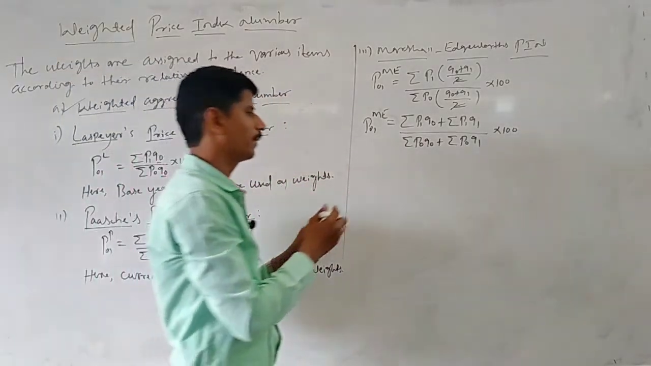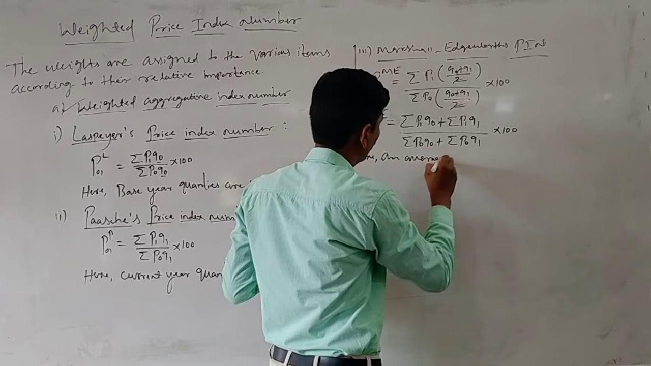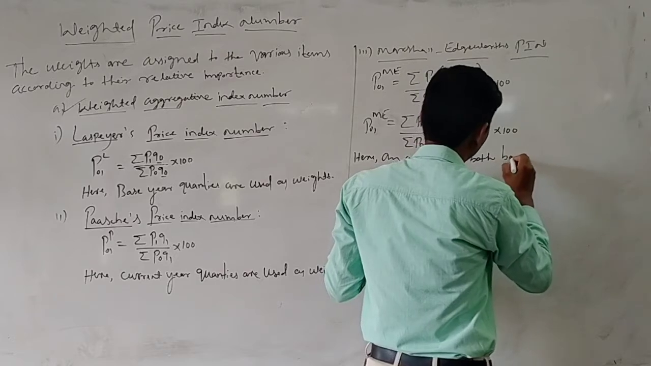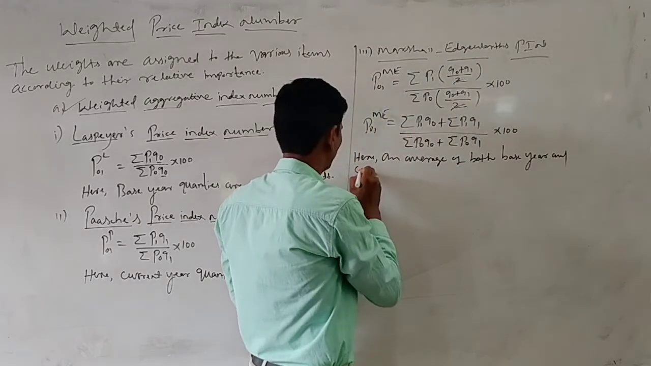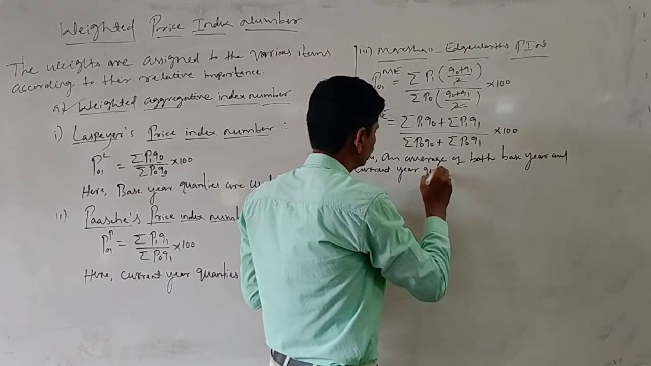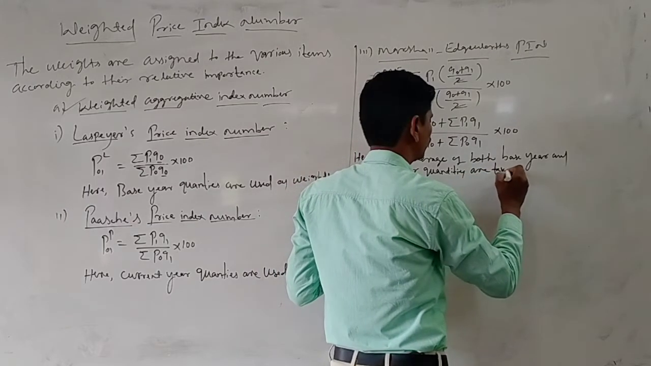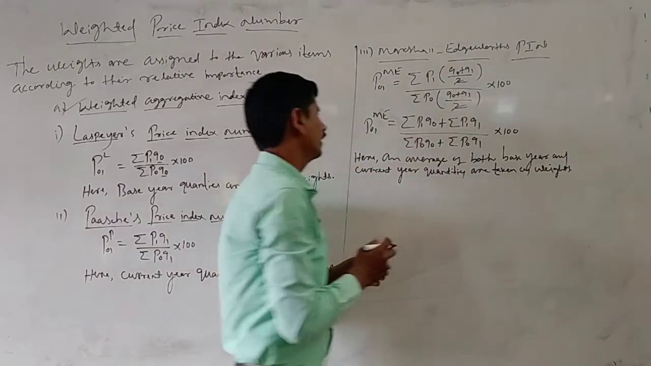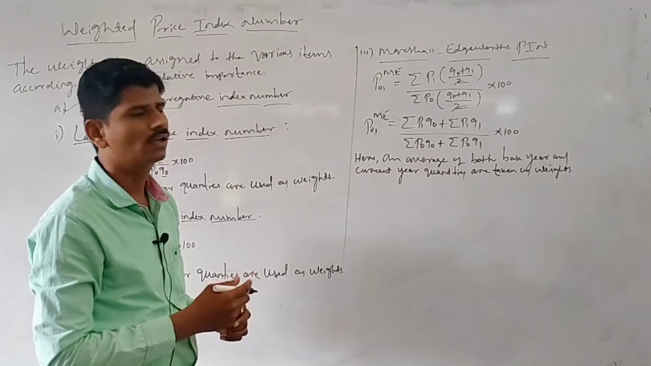Here an average of both base year and current year quantities are taken as weights. It is about the Marshall-Edgeworth index number.